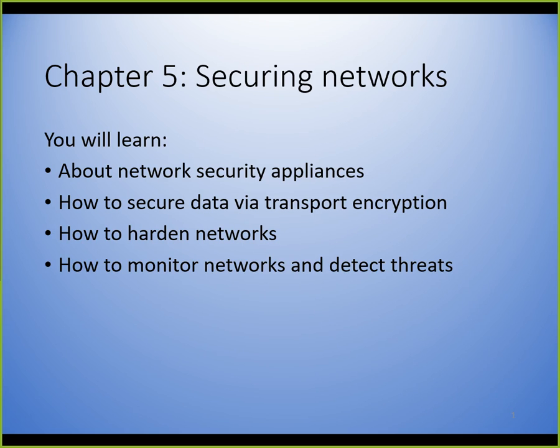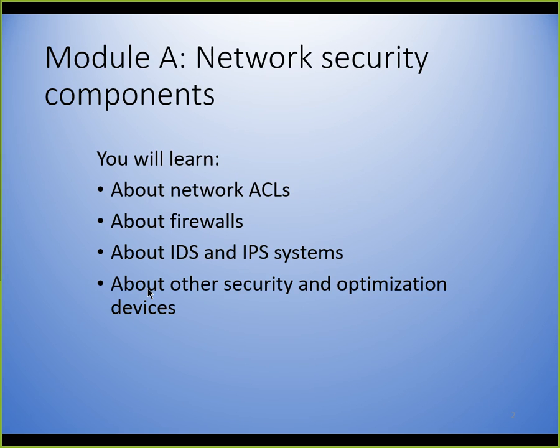So we're going to talk about network security appliances, firewalls, routers, filtering, what goes on with those things. How to secure via transport encryption, so we're going to have VPNs is what we're really talking about here. How to harden networks and how to monitor networks and detect threats. Again, some of these things we've looked at before, maybe in a different context, but the way that we would do these things. So the first thing is access control lists.